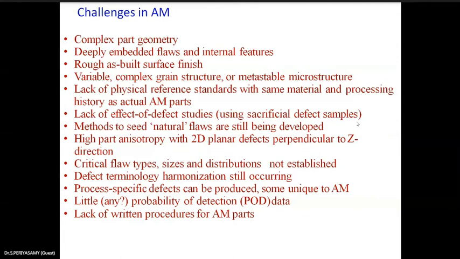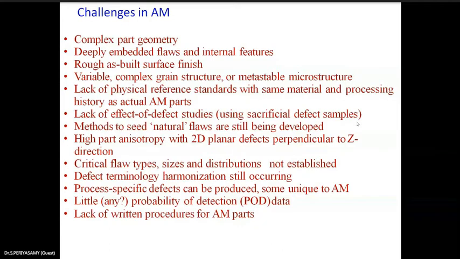So what are the defects? In the bulk material, you have defects of a different nature. If you go to the nano level or additive manufacturing, you have defects in different forms, so you have to analyze them thoroughly. Then, methods to detect natural flaws are still being developed.